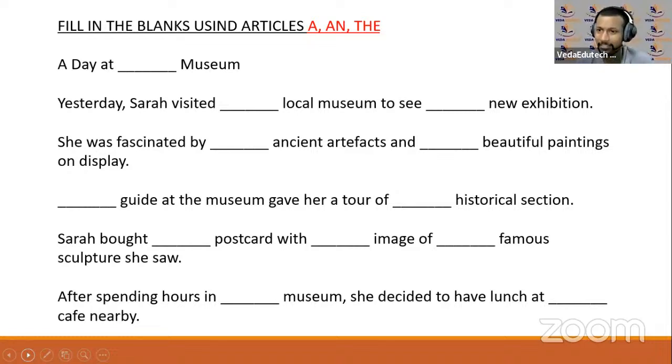Okay, let me tell the answers there. I'll read the passage and I'll give you those answers. You can check it yourself, right? A day at the museum, right? The museum, a definite museum. We went to one museum. That is what you can tell.